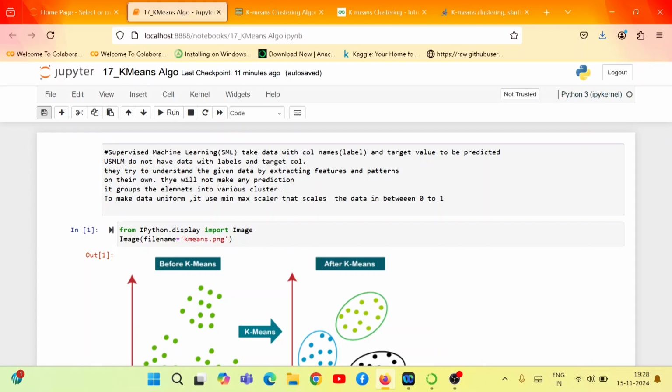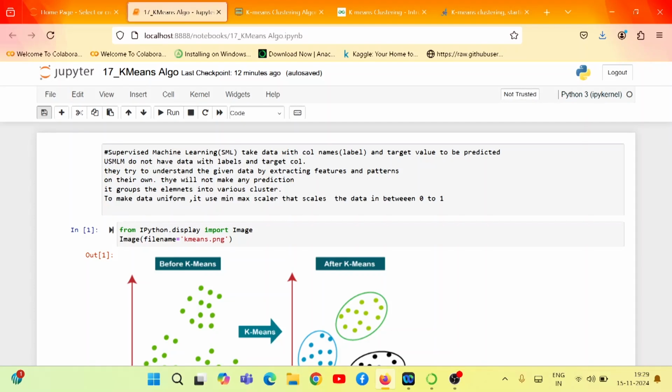If you recall, the supervised machine learning model used to take data with column names and the target values to be predicted, right? Whereas the unsupervised machine learning model does not have data with labels and a target column. So basically it tries to understand the given data by extracting the features and patterns on its own. It will not do any kind of predictions as we have seen in supervised machine learning modeling. Basically, k-means groups the elements into various numbers of clusters.